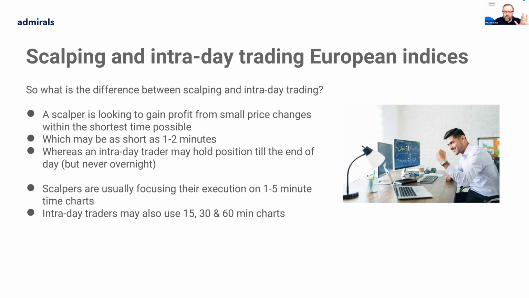As a general rule, scalpers are usually focusing their execution on the 1 to 5 minute time charts. Some people might use very fast tick charts, but generally they're using the 1 to 5 minute charts. Whereas intraday traders may also use up to 10 minute, 15 minute, 30 minute, 60 minute charts. Even a scalper might use a 60-minute chart, just to give them a little bit of an overview of what's going on in that market. But generally, if you're scalping, you're executing on the 1 and 5 minute time charts.